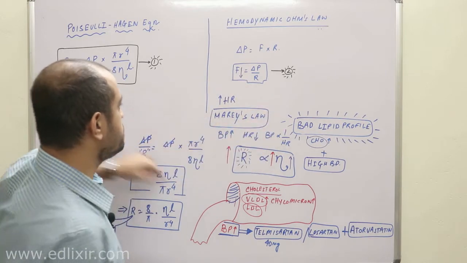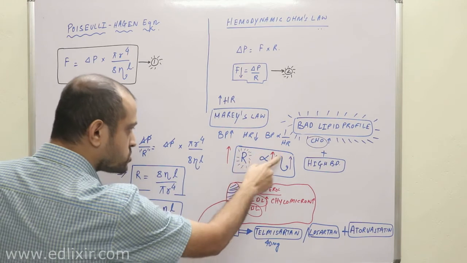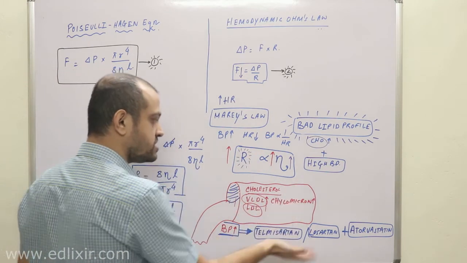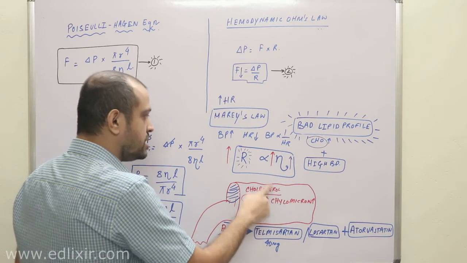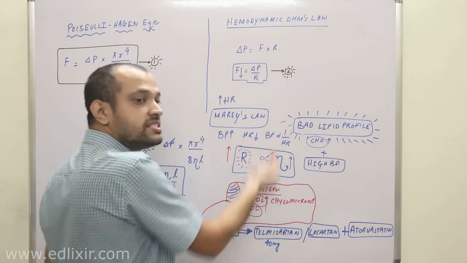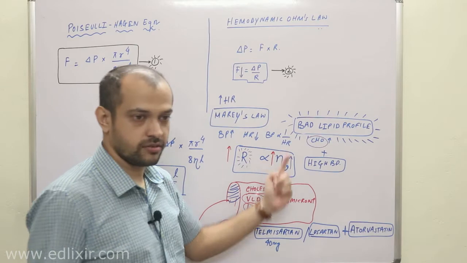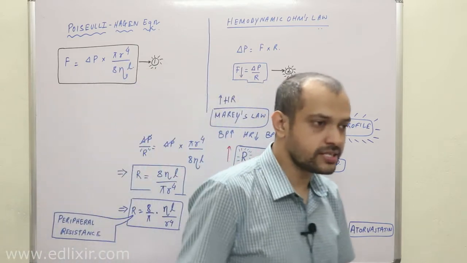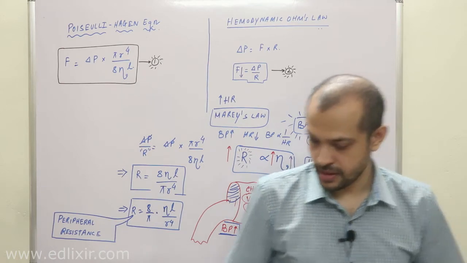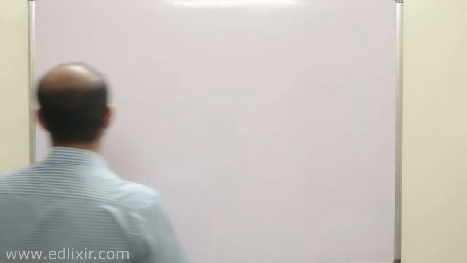So this is the important thing you need to understand here: the total peripheral resistance is directly proportional to the viscosity. That means whenever VLDL and LDL concentration or chylomicron concentration increases, your peripheral resistance is increasing. Why? Because your viscosity is increasing. So now we will be discussing viscosity in detail. What is viscosity? Now listen.